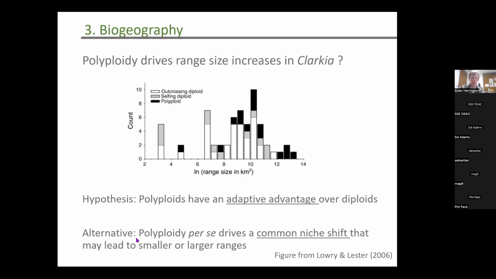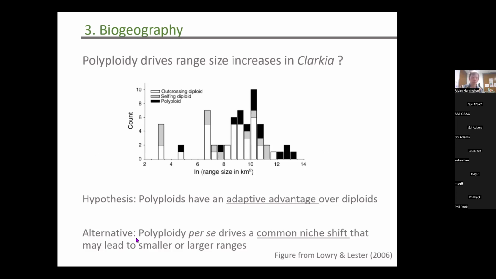But I'll get into how we can do that by looking at comparisons to specific diploid progenitors. And also, more broadly, I'm going to start digging into this alternative hypothesis for why they could have different range sizes, larger or smaller. And that is the idea that polyploidy per se drives some sort of common niche shift in polyploids that may lead to smaller or larger ranges.